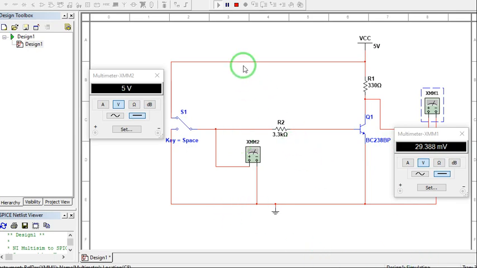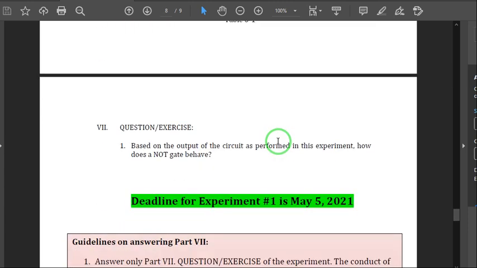Okay, so your experiment will require you to answer only this question.